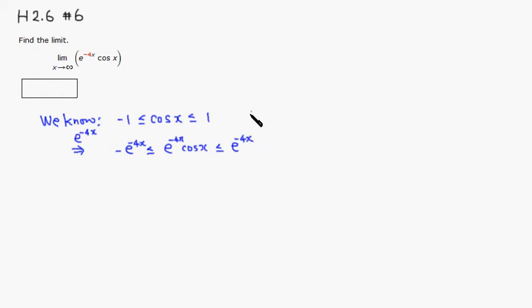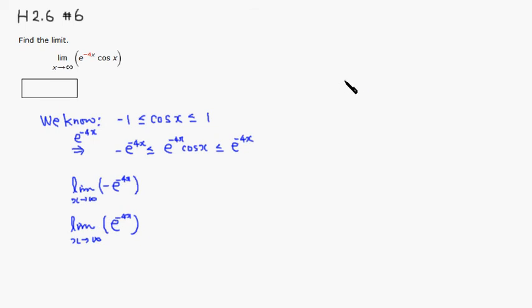-4x. All right, so now this is a great setup for the squeeze theorem. This is the smallest guy, so why not take the limit of the smallest guy, which is negative e to the -4x as x approaches infinity. And then we're going to take the limit of the largest guy, which is just positive e to the -4x as x approaches infinity.